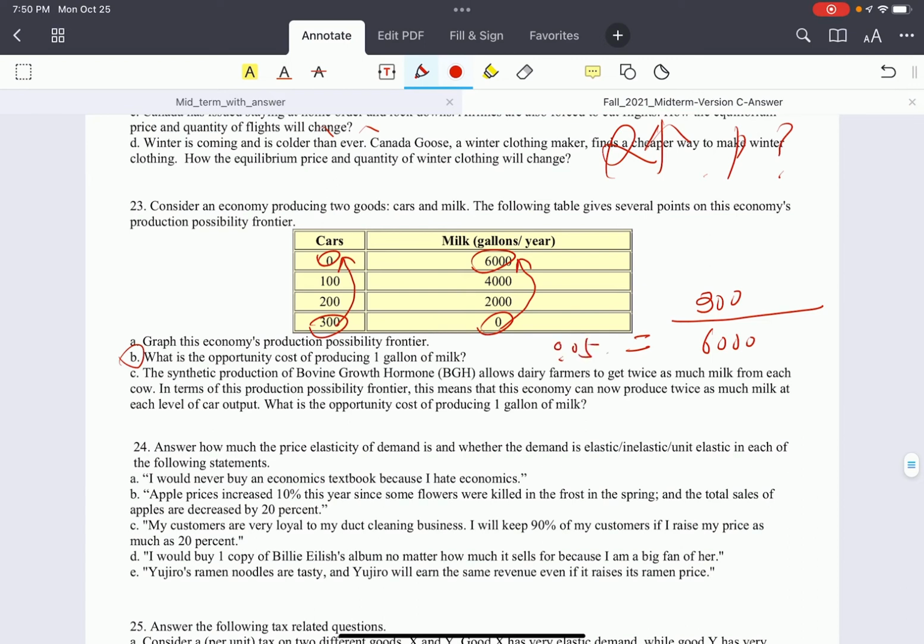And then C says, okay, there is a better technology to get milk. And to be more specific, you will get twice as much. And now, what is the opportunity cost of producing 1 gallon of milk? Well, think about this. Previously, if you produce 6,000 gallons of milk, you will give up 300 cars. And now the productivity is just like twice better, right? 2 times better. This essentially means if you produce 12,000 gallons of milk, you will have to give up 300 cars. So here, the answer is 0.025.